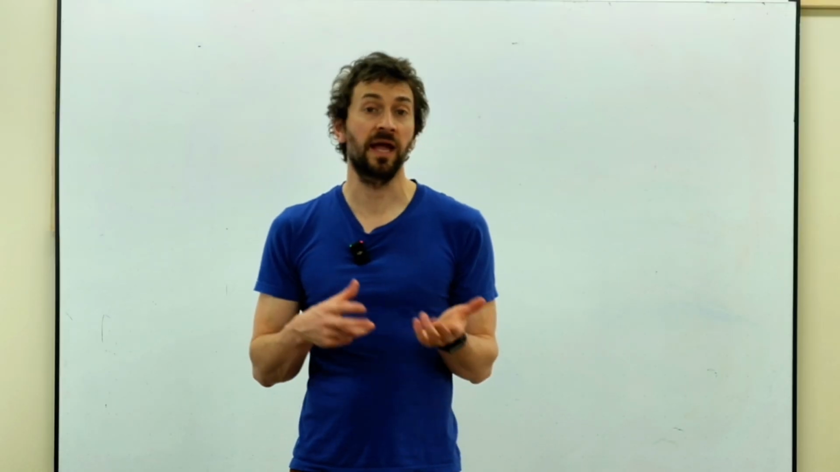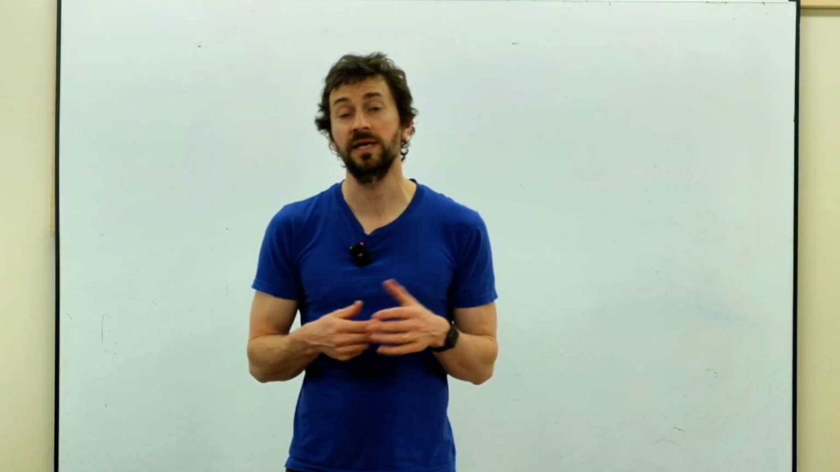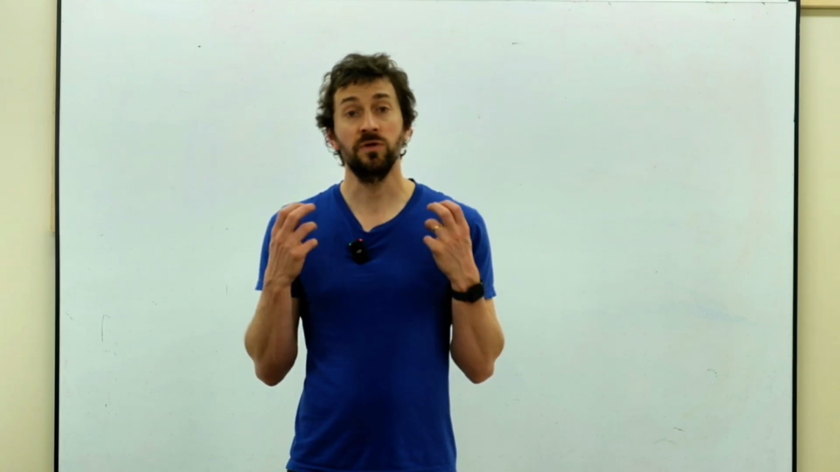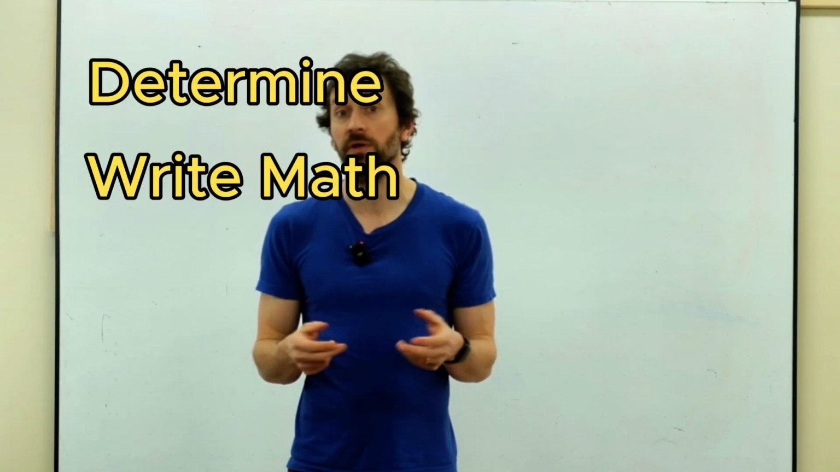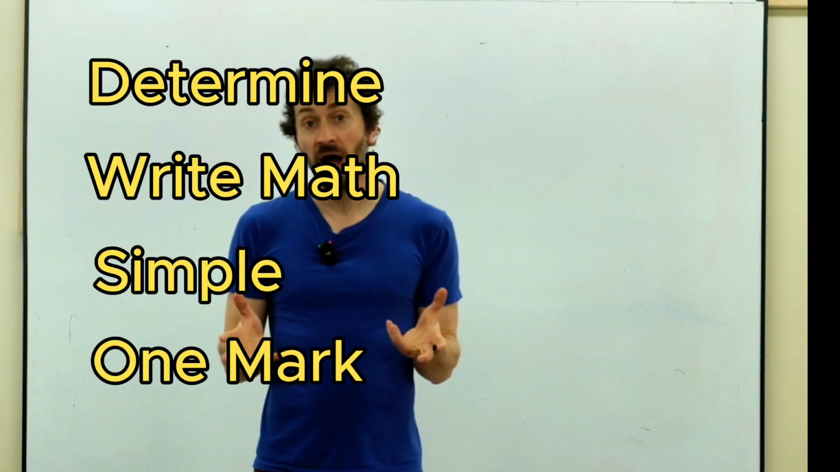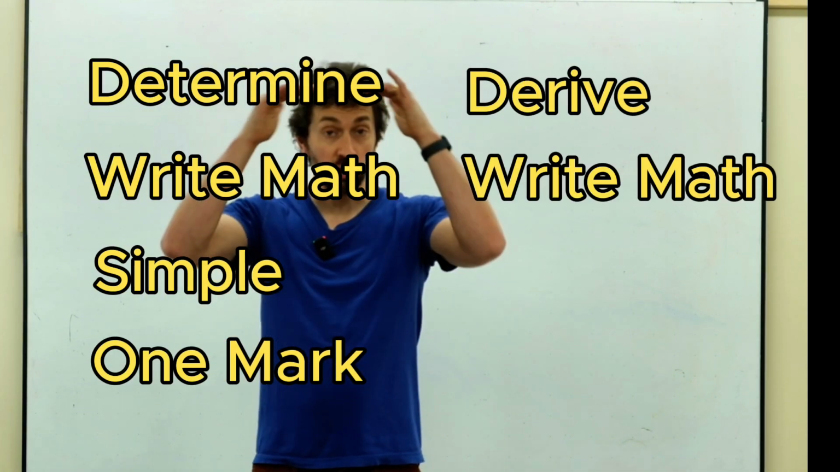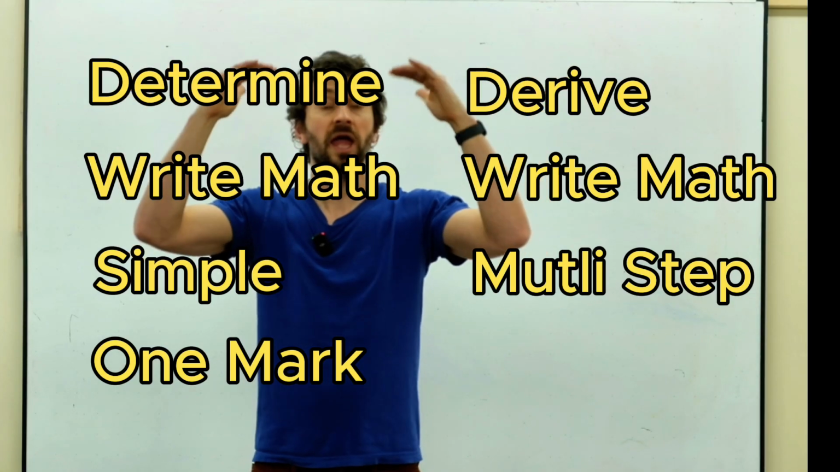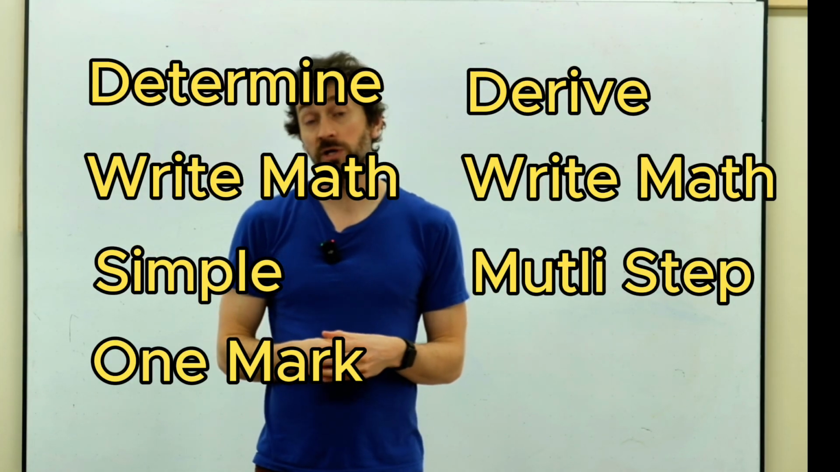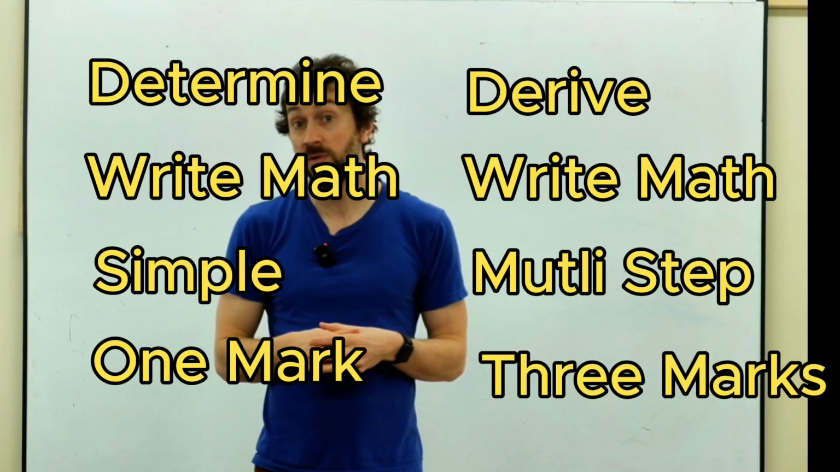Both deriving and determining are going to ask you to write down some math or formula or equation. But the difference is, with determine, you can just write it down. Those questions are usually just worth 1 mark. With derive, what we're going to do is start with one physics principle and do some algebra and come up with an answer. These questions are usually worth more like 3 marks.